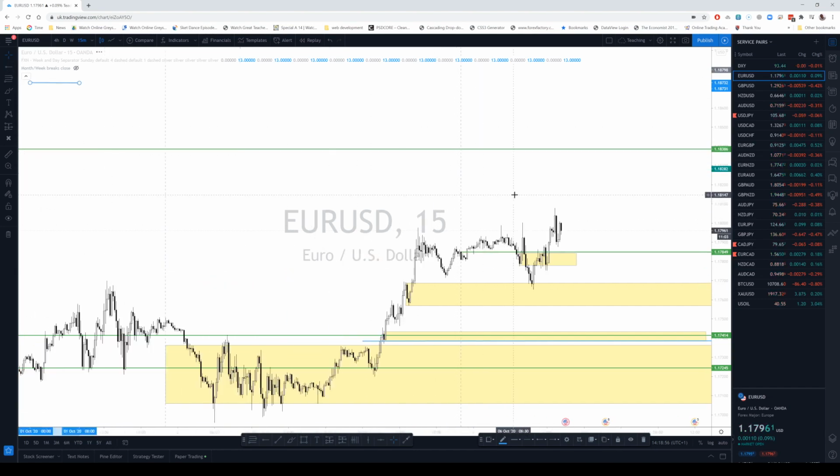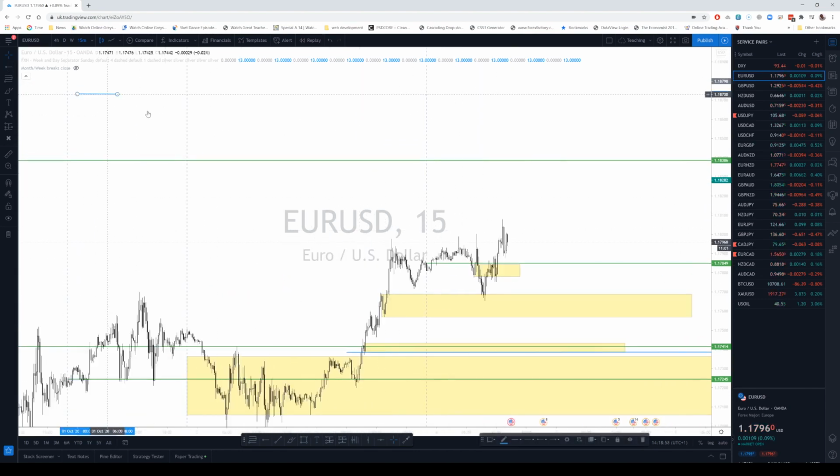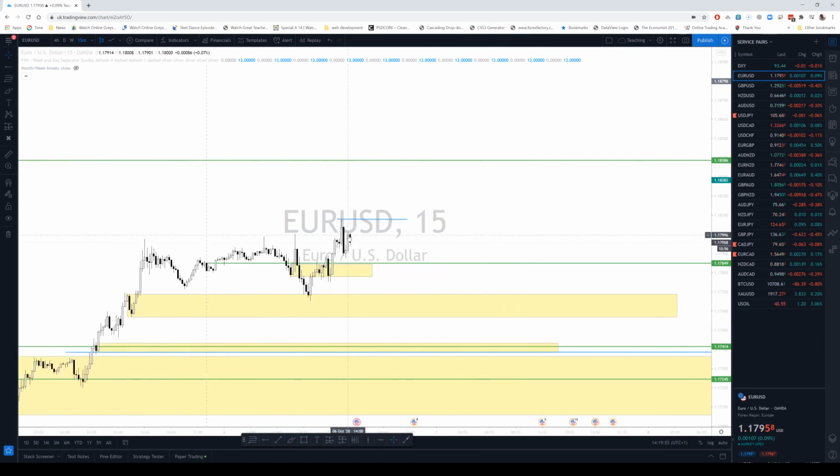Okay, so this is just intraday trading. If you see a close above this high, you can put your stop below here and target there.